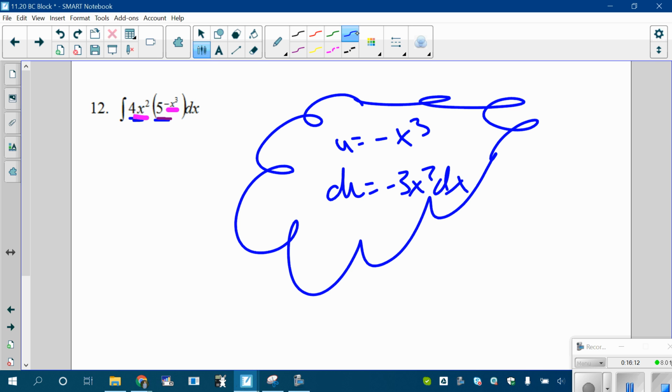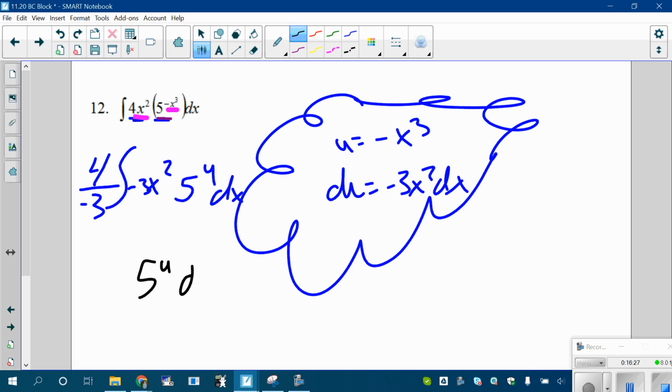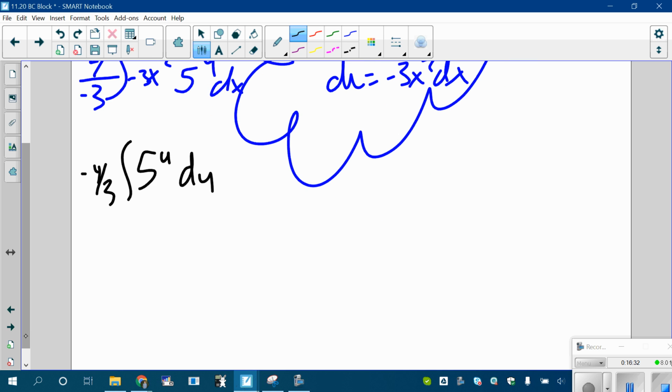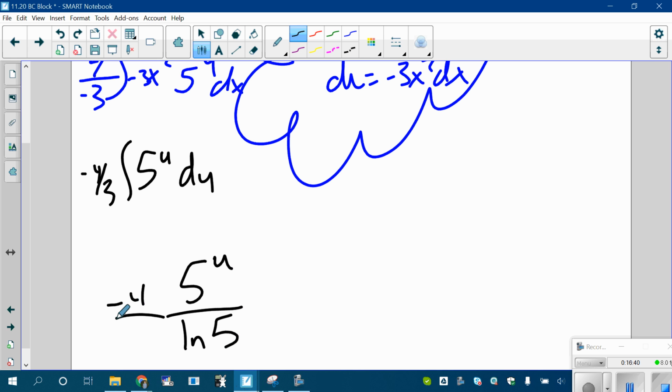All right, so I want there to be a negative 3 in there. This is how I like to do it. I'm going to pull that 4 out. I want there to be a negative 3, so I'm going to balance it by dividing by negative 3 out here. So now I have 5 to the u du, with negative 4/3 out here. What's the antiderivative of 5 to the u du? Well, just 5 to the u, balanced with an ln of 5 in the denominator. And then I have this negative 4/3 plus c. Don't forget to toss back in whatever we called x.